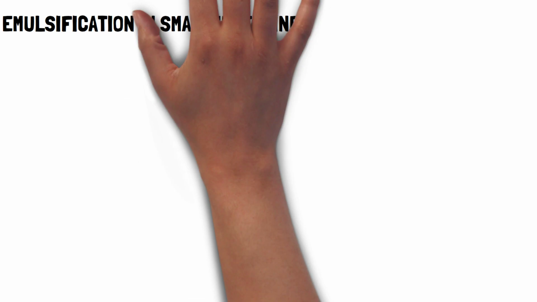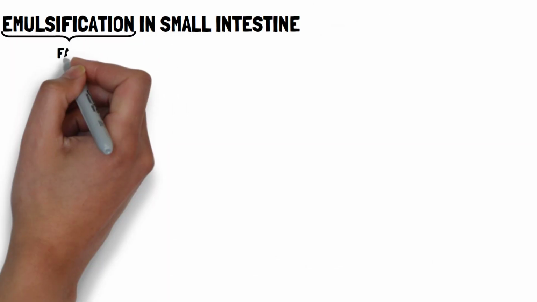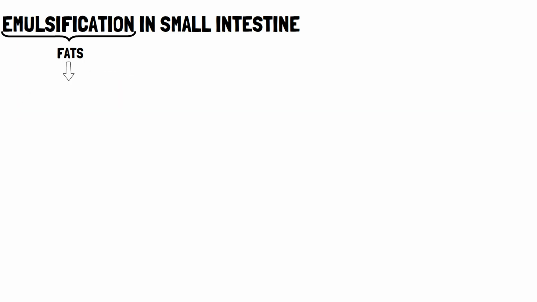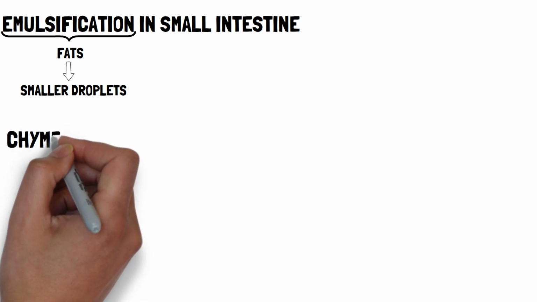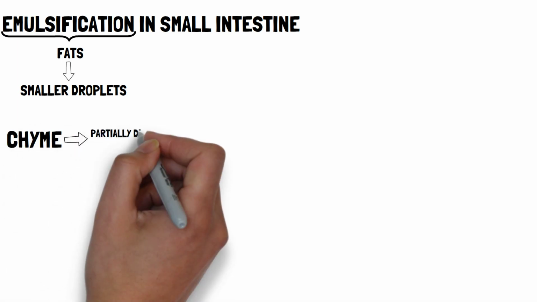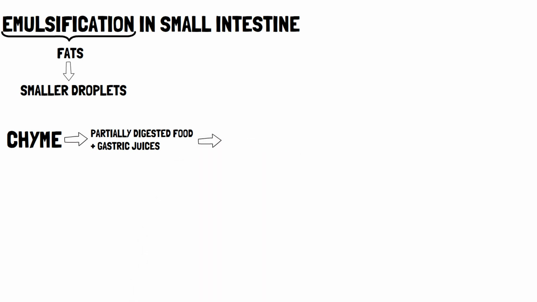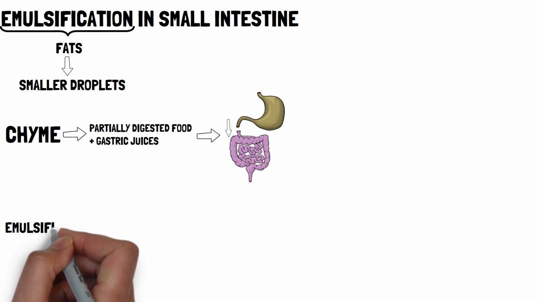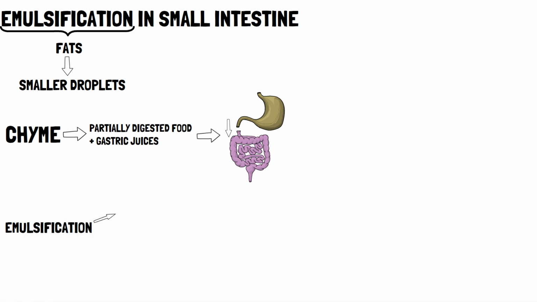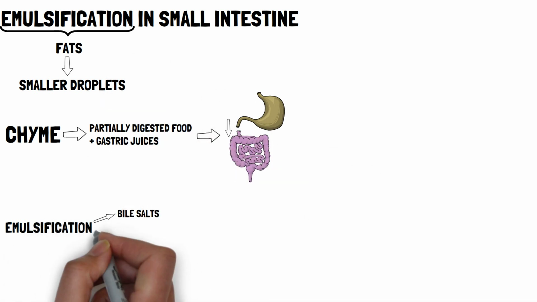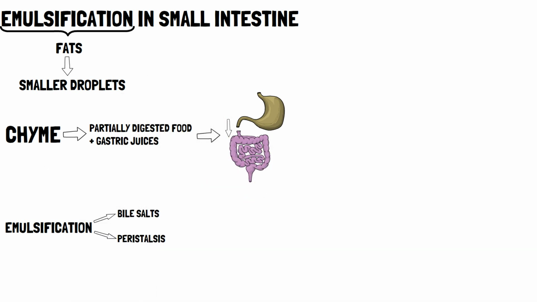The next step is emulsification of lipids in the small intestine. Emulsification is the process by which fats are broken down into smaller droplets, which allows for more efficient digestion and absorption. The process begins when the chyme, a mixture of partially digested food and gastric juices, leaves the stomach and enters the duodenum. Emulsification occurs by two mechanisms. One is by bile salts and the other is by mechanical mixing due to peristalsis.